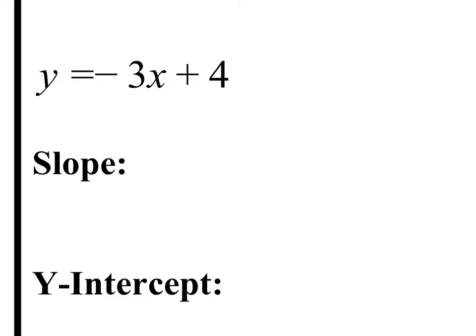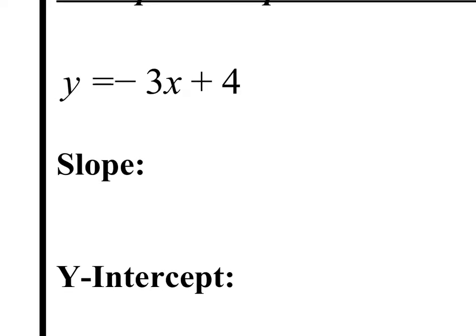Class, what's my slope? Negative 3. And you need to write it as a fraction. How can I make that into a fraction? Cole? Yep. Put a 1 underneath. Now it's a fraction. Write your slope as a fraction and explain what it means. That's the first thing I want you to do.